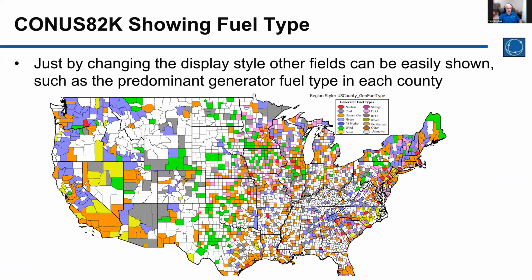This is one where I visualized it using a style where I set up the color of the style to be the generator fuel type in that county. And now you can visualize the counties in Canada and what's the predominant generator fuel type. And this is all dynamically linked. So when you do a power flow solution, this display would get updated just like any other display.